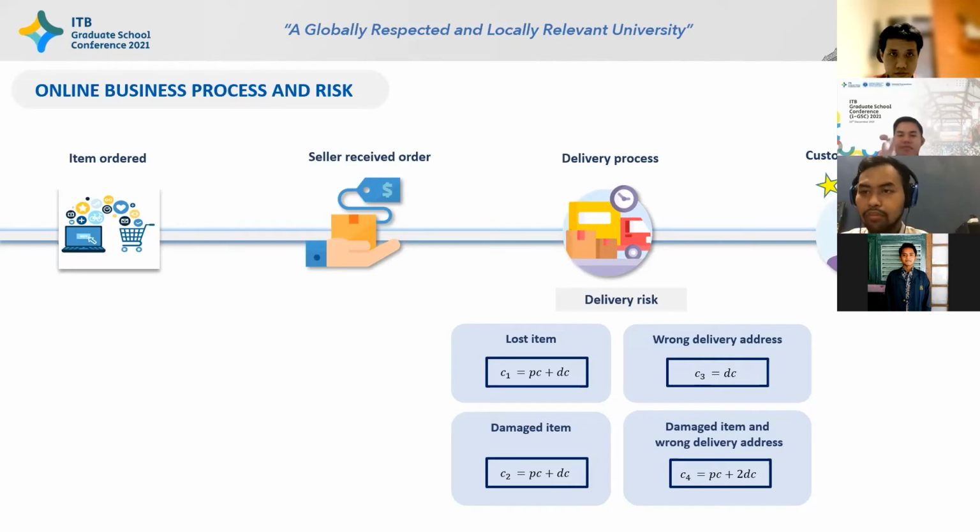The first one is lost item, second one is damaged item, third is wrong delivery address, and fourth is the combination between damaged item and wrong delivery address, with its cost. PC stands for production cost for one item. Meanwhile, DC means delivery cost for one item.